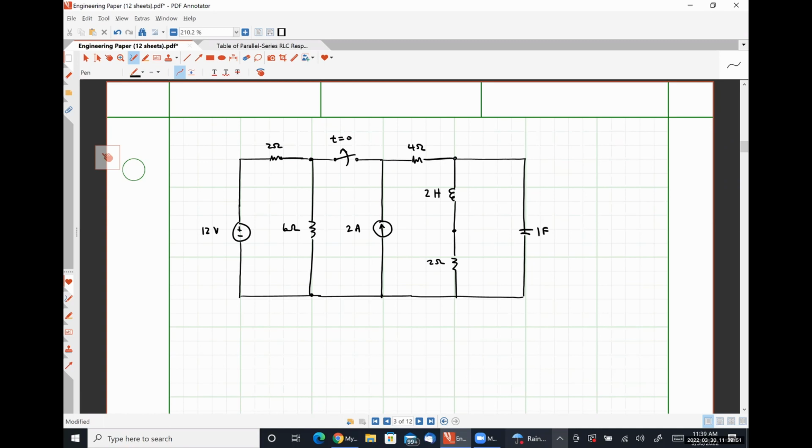All right. I'm going to label a couple of quantities here. I'm going to call this V_L of t, and I'm going to call this V_C of t. And I'm going to call this current i of t.